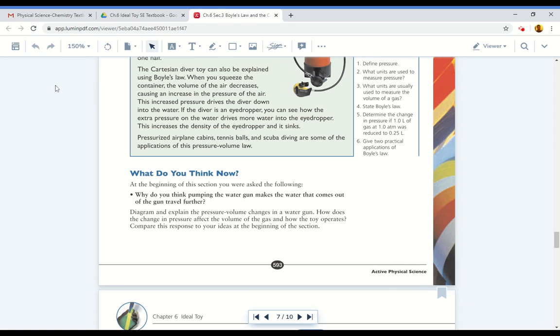The Cartesian diver toy can also be explained using Boyle's law. When you squeeze the container, the volume of the air decreases, causing an increase in the pressure of the air. This increased pressure drives the diver down into the water. If the diver is an eyedropper, you can see how the extra pressure on the water drives more water into the eyedropper. This increases the density of the eyedropper and it sinks. Pressurized airplane cabins, tennis balls, and scuba diving are some of the applications of this pressure-volume law.